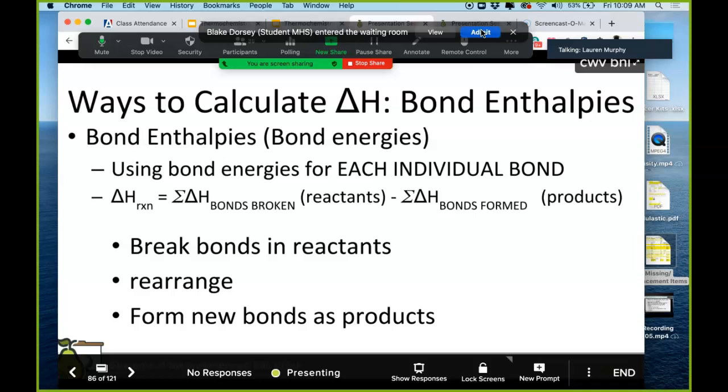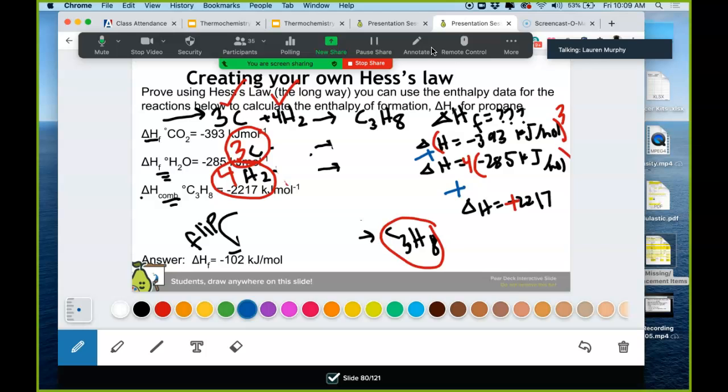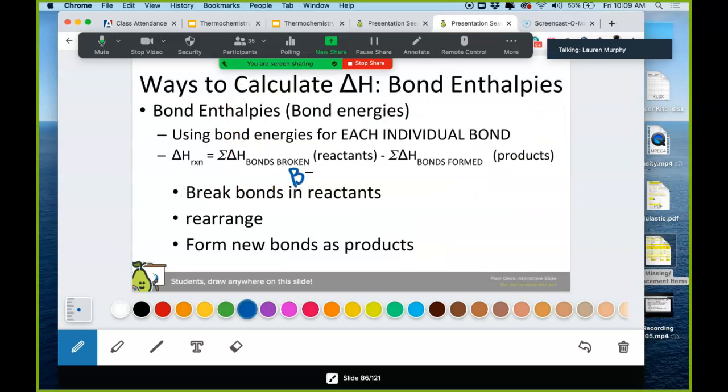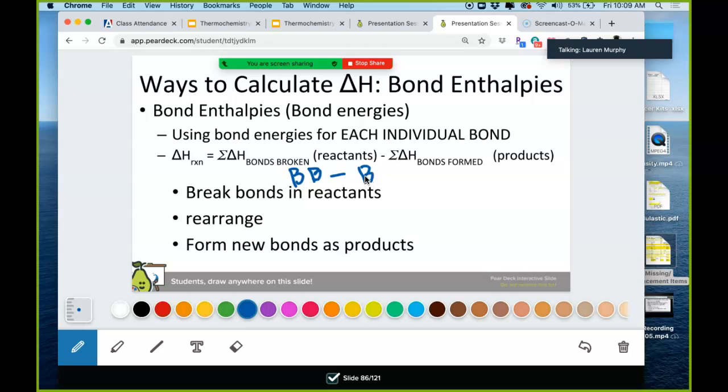So the way that we calculate delta H using bond enthalpies, by definition, is bonds broken minus bonds formed. Now, this is where it can get kind of tricky, because when we calculated delta H using enthalpies of formation, which is what we were doing before, we did products minus reactants. That is when we use enthalpies of formation values.